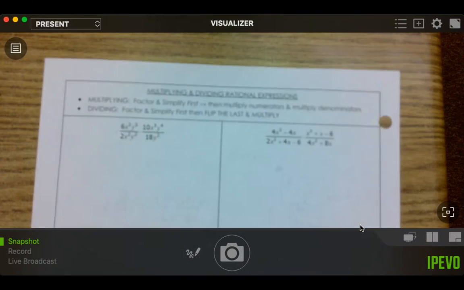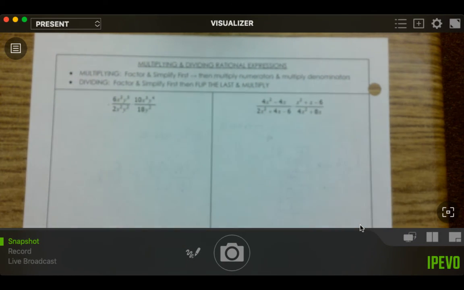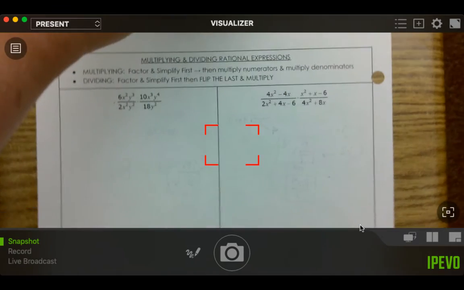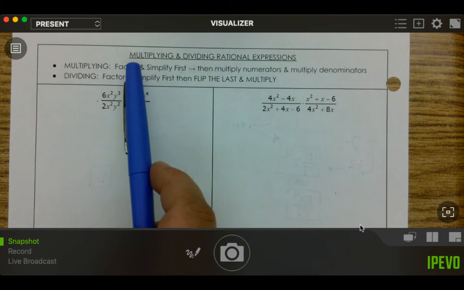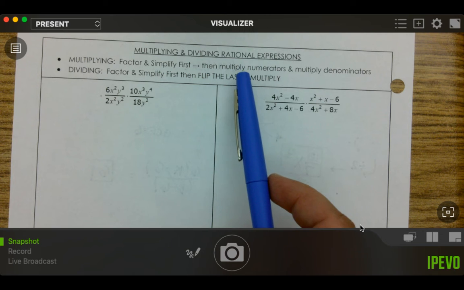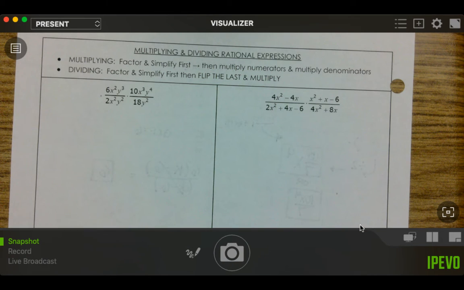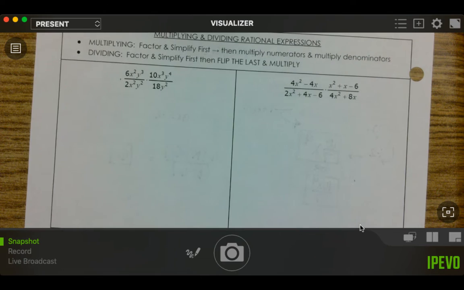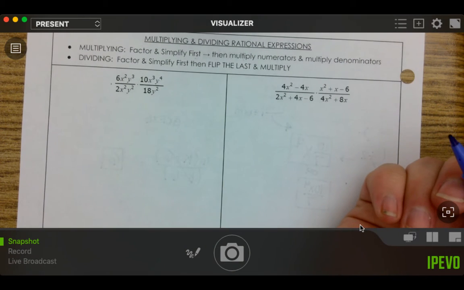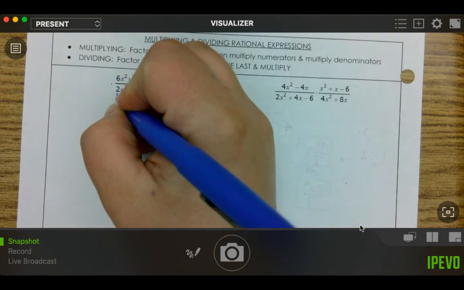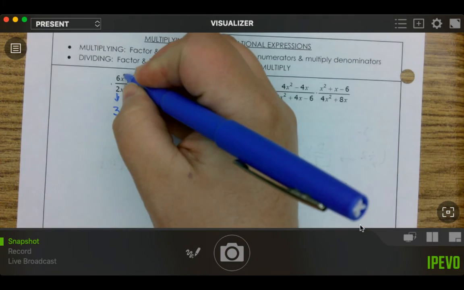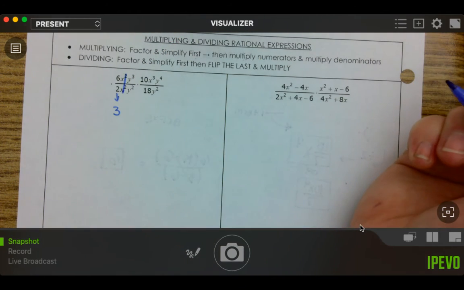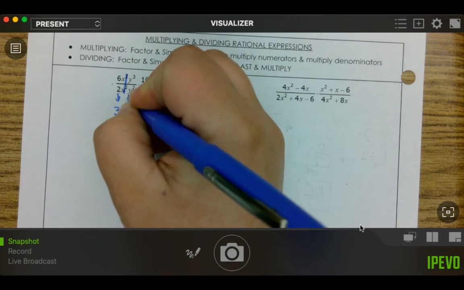What we're going to be talking about today is how to multiply. And on multiplying, it's kind of the same way. You're going to factor and simplify first, and then put the numerators and denominators together. So what I'm going to do is simplify each fraction on its own and then put them together. So 6 over 2 can become 3. These x squareds actually can cancel because there's no addition or subtraction. And this is just going to become y to the first.